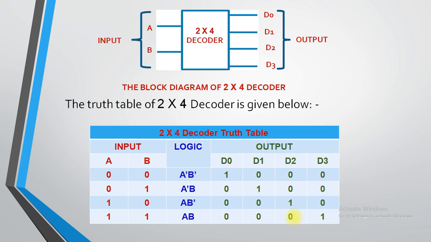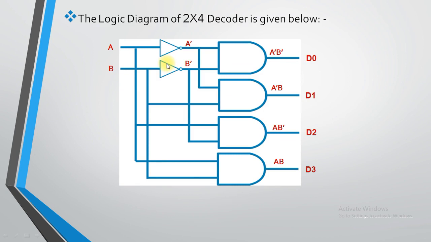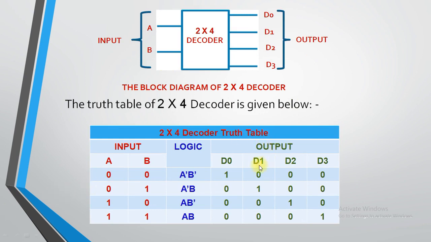Next is called the logic diagram of the 2x4 decoder. Don't get confused or don't worry about the given logic diagram. It is very easy to draw the decoder, encoder, multiplexer and demultiplexer diagram. You just need to understand the concept. To draw the logic diagram, first of all, is the truth table properly clear or not? First of all, what is the first case or situation? A dash, B dash. First of all, what I need to pass? A dash, B dash.